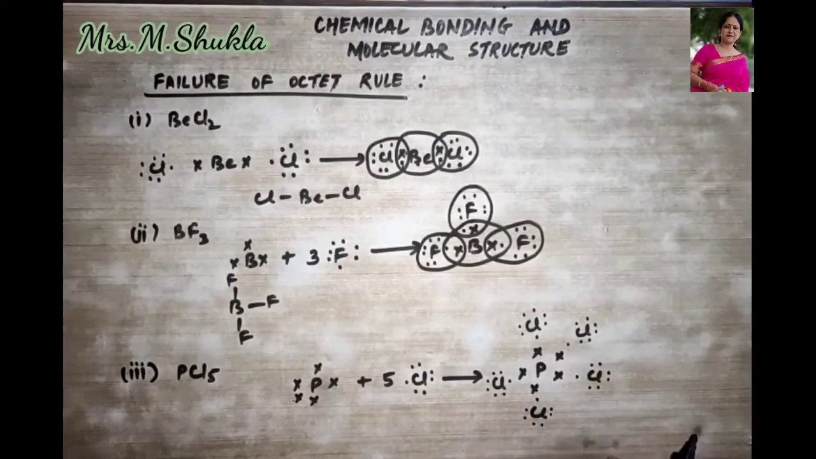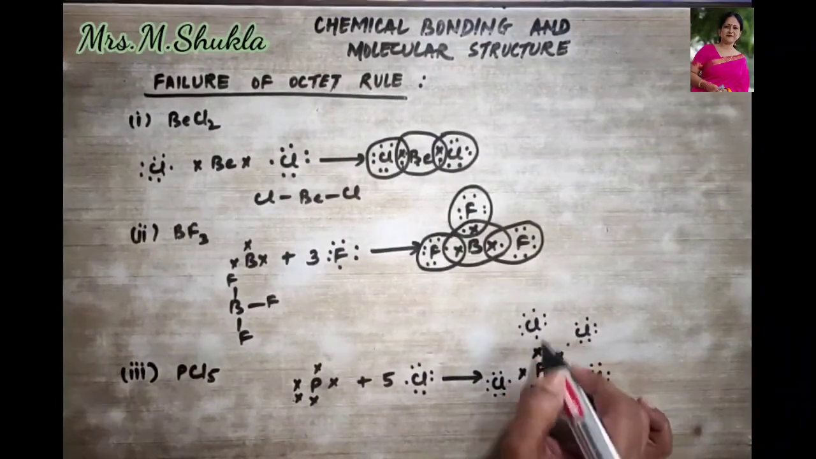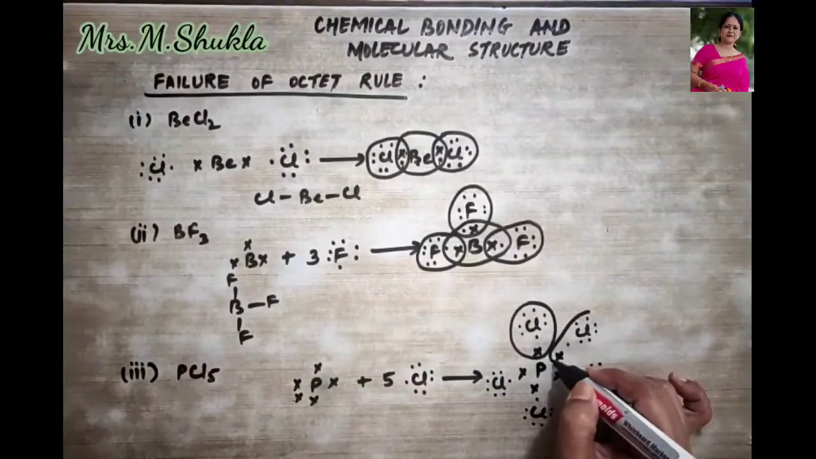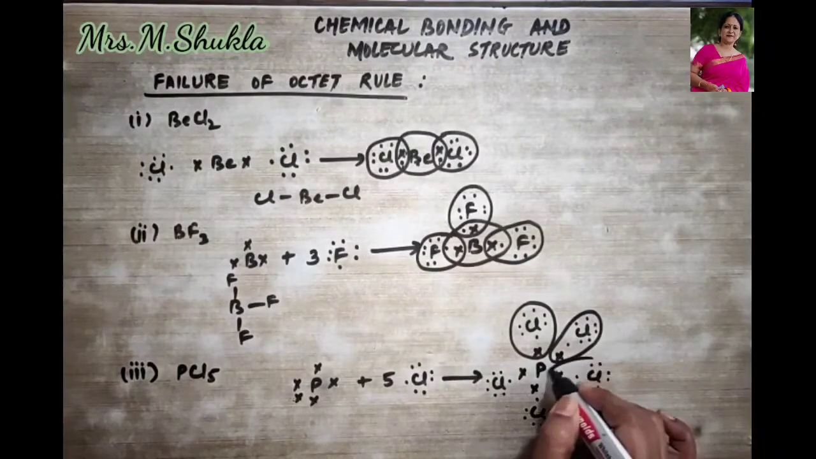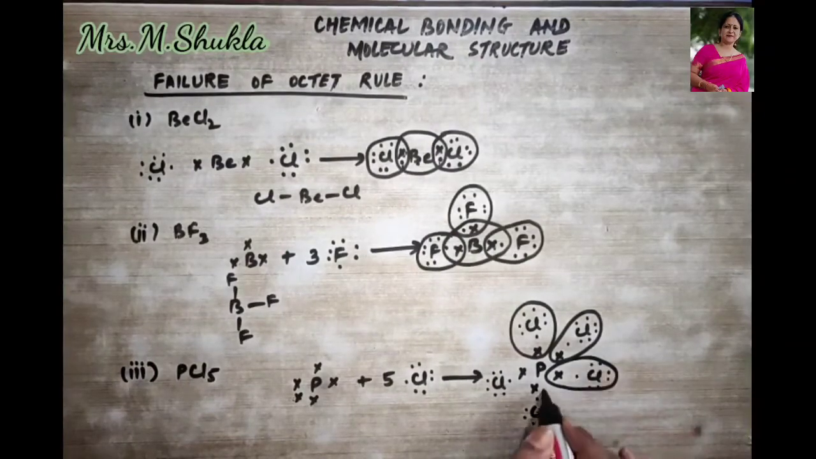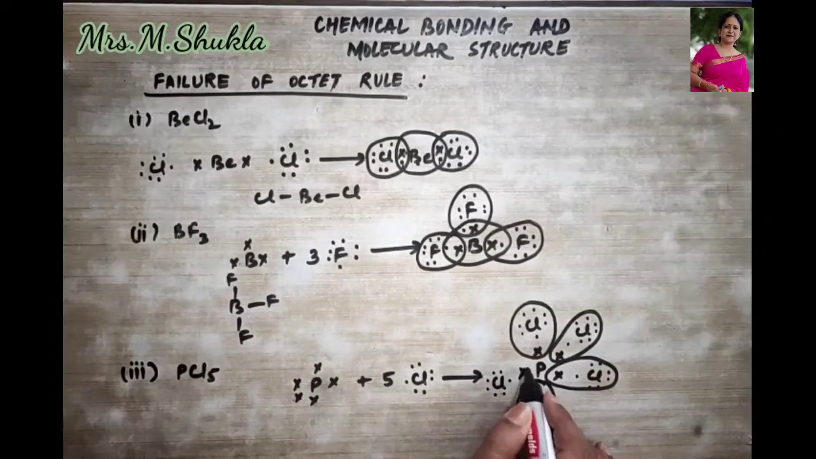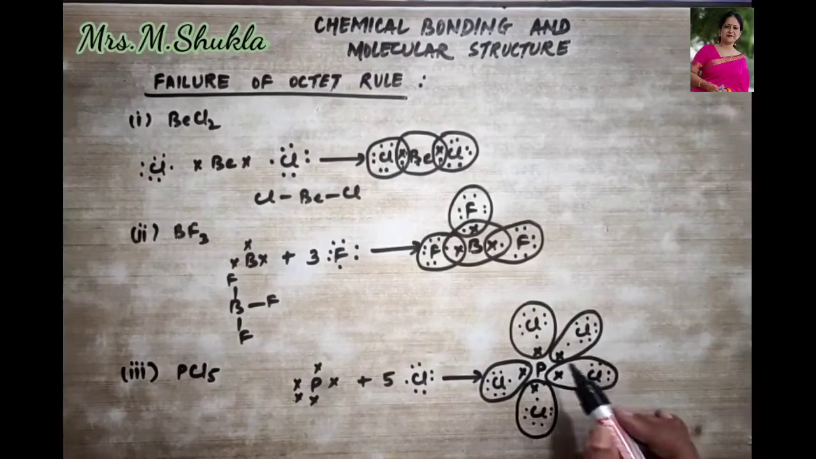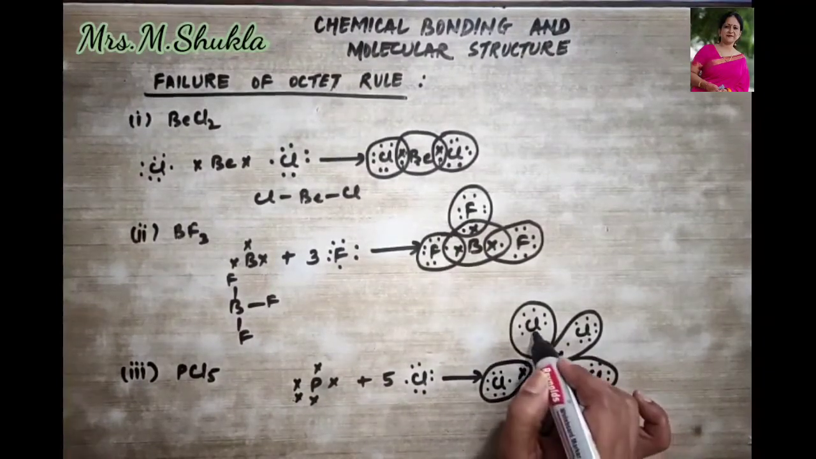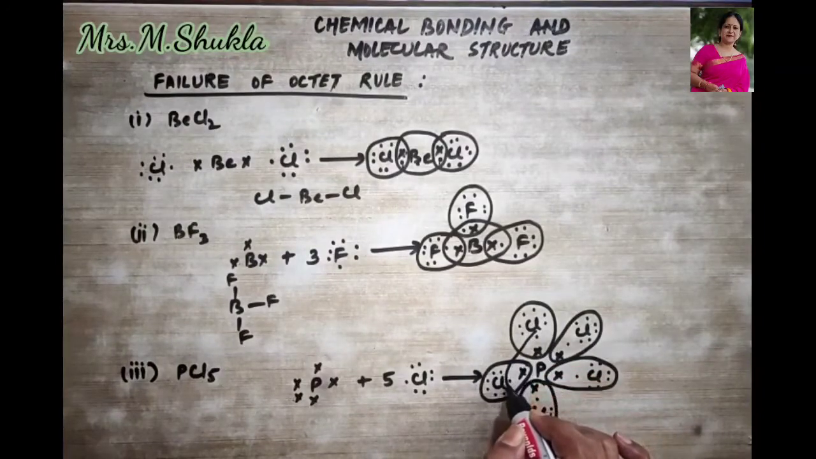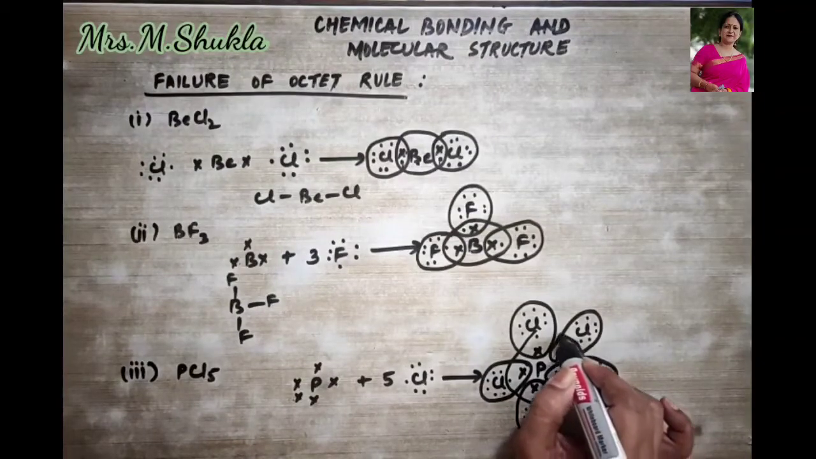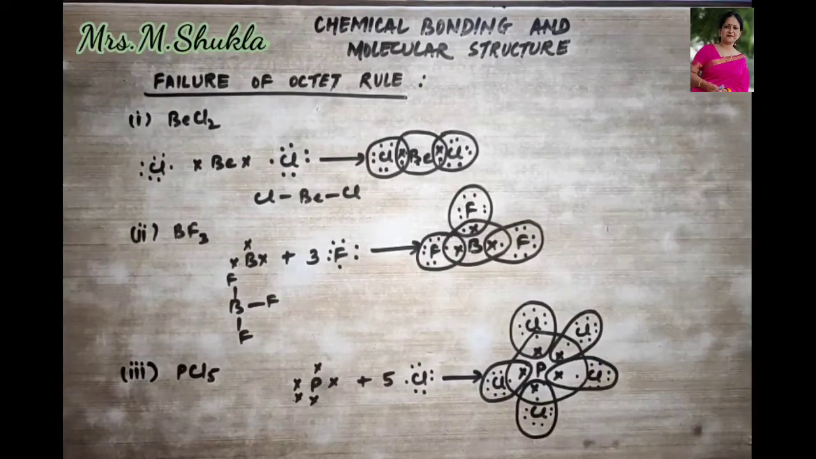First let us balance all the chlorines. Chlorine has 7, and with the shared electron, 8. All the chlorines follow the octet rule. Now let us look at phosphorus: 1, 2, 3, 4, 5, 6, 7, 8, 9, 10.